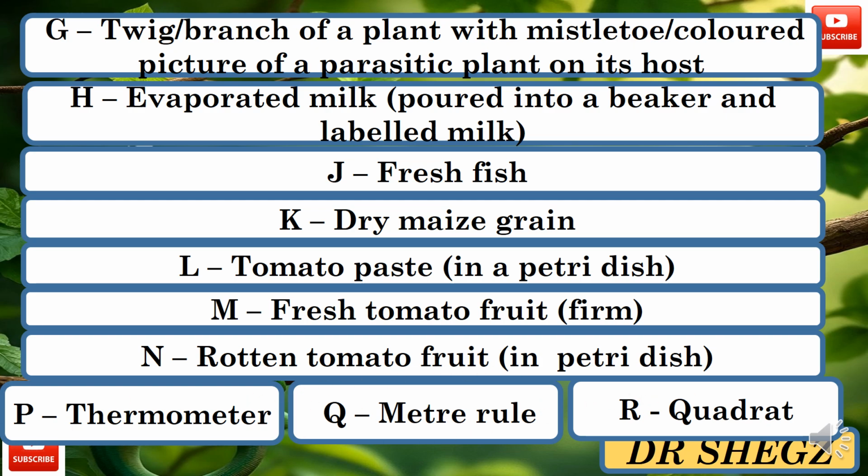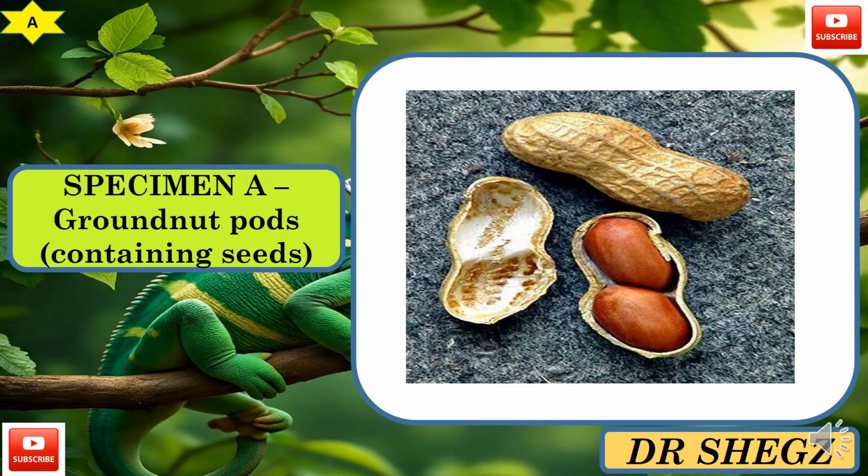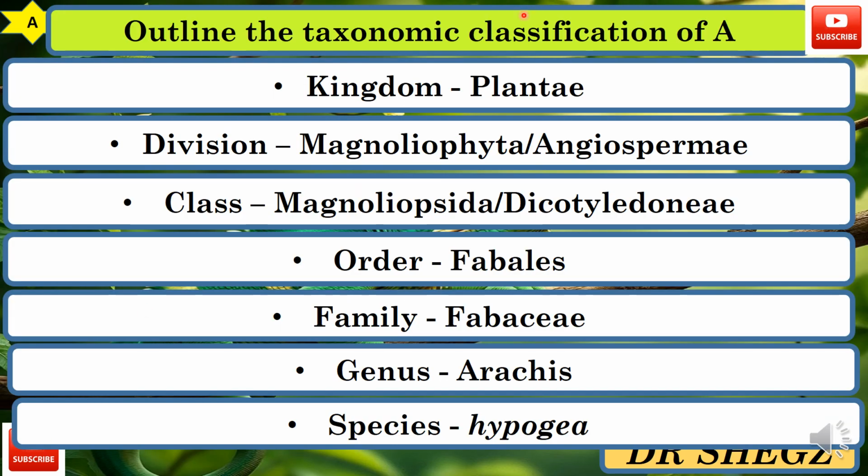So let's get right to it. Now, specimen A, groundnut pods containing seeds. This is the taxonomic classification of specimen A. Most times, WAEC questions focus on the kingdom, the division, and the class. So of course you have Plantae, and the genus and species, Arachis and hypogaea.